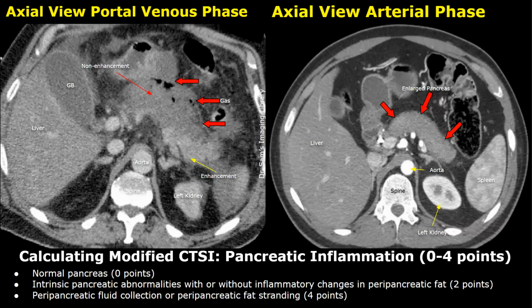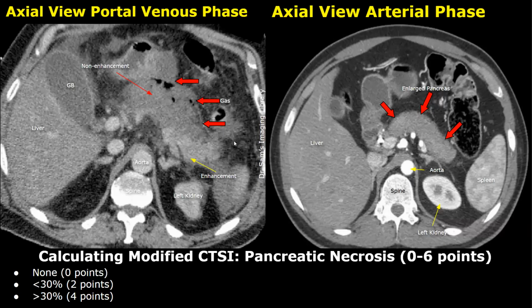The first category is pancreatic inflammation. If the pancreas appears normal, it is given 0 points. If the pancreas just appears enlarged and there is no peripancreatic fluid collection or fat stranding, 2 points are given. If there is presence of peripancreatic fluid or fat stranding, 4 points are given.